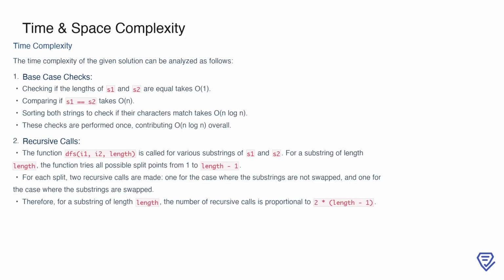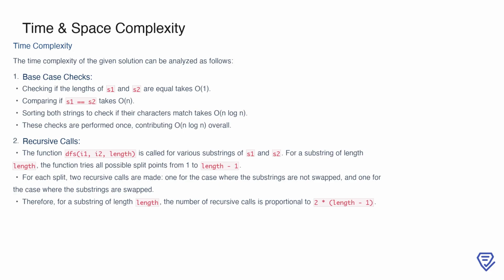To analyze the time complexity of our solution, we start with the base case checks. First, verifying if the lengths of S1 and S2 are equal is a constant time operation, O(1). Next, comparing the strings directly, S1 equals S2, takes linear time, O(n), because we examine each character. Additionally, sorting both strings to ensure their characters match contributes O(n log n), due to the nature of sorting algorithms. Since these checks are performed only once, their cumulative contribution is O(n log n).